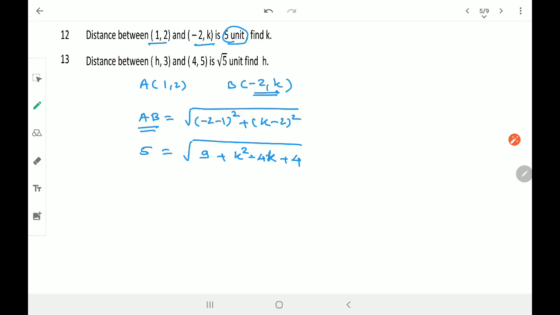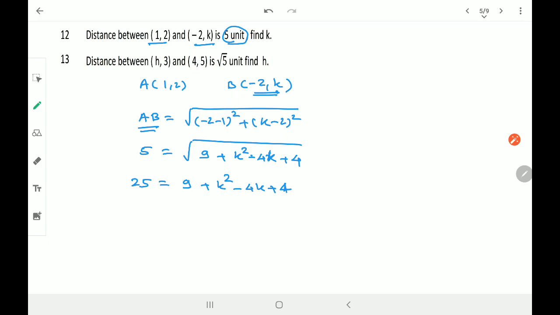Now, unlike our previous questions where the square root was getting cancelled, here the square root can't get cancelled. I hope you understand. So instead I have to do squaring both the sides, which in fact we used to do in the last questions as well, for the sake of cancelling the square root. So here I'll square both the sides. If I square both the sides, I get 25 is equal to 9 plus k square minus 4k plus 4. One thing you must be understanding here, that k square is not getting cancelled.